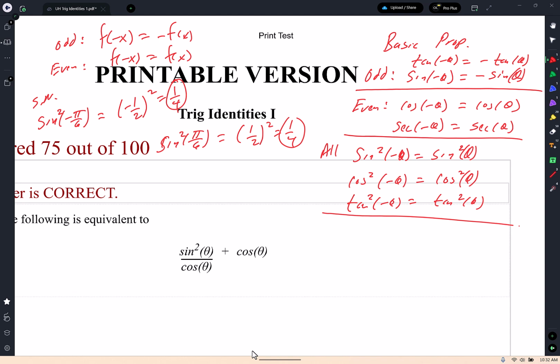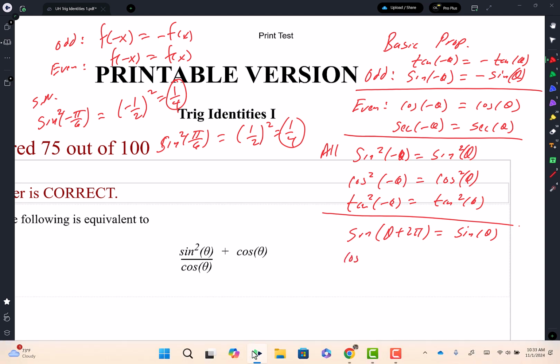What's the period of sine and cosine? The period of the parent function, like y equals cosine x, is 2 pi. So sine of theta plus 2 pi is the same thing as sine theta. For all of them, if you see a plus 2 pi, it's the same thing as just saying that angle. Cosine of theta plus 2 pi is the same thing as cosine theta. Tan of theta plus 2 pi is the same thing as tan theta for all.